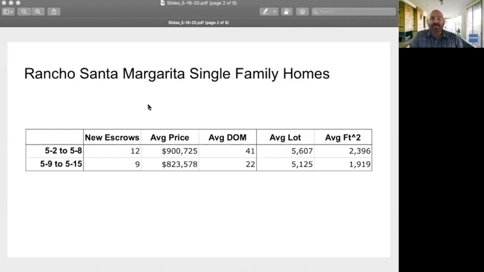I'm going to take you to the square footage first. Two weeks ago, we were talking about an average square footage of 2,400 square feet. And this week, we were talking about an average square footage of 1,900 square feet. So nearly a 500 square foot difference in the average new escrow between those two periods of time. We are comparing apples to oranges.